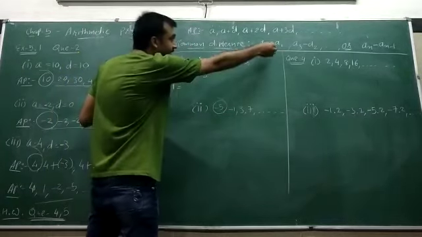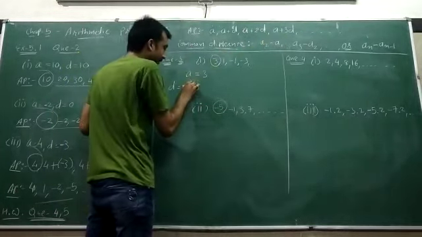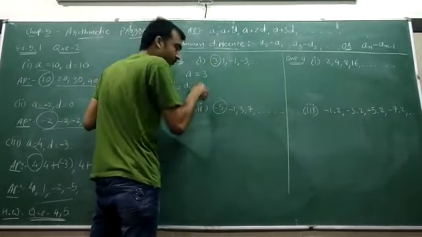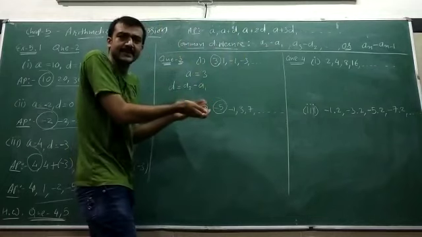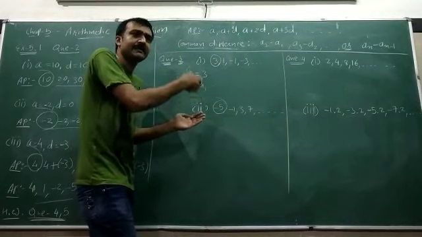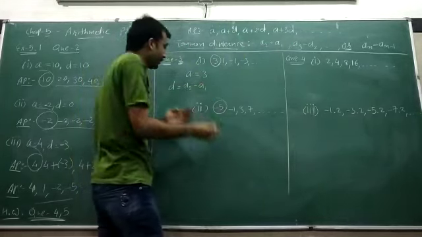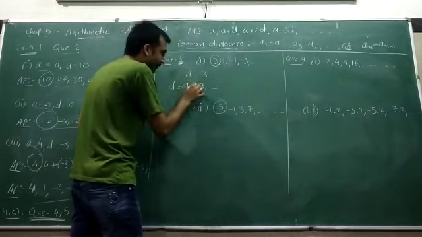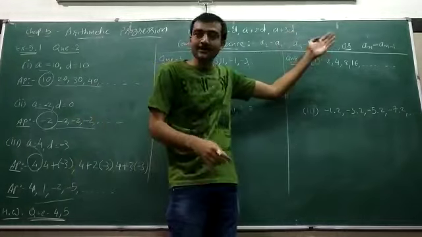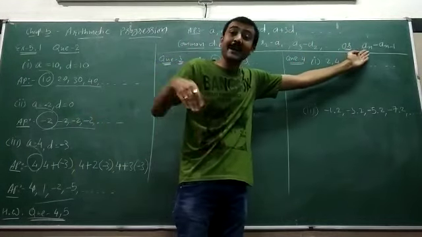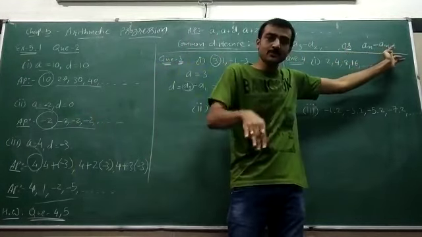So here let us write, suppose, A2 minus A1. You can write A5 minus A4, A6 minus A5, or A101 minus A100. Here A2 means the second term, A1 means the first term, A3 means the third term, AN means the nth term, and AN minus 1 means the term before the nth term.